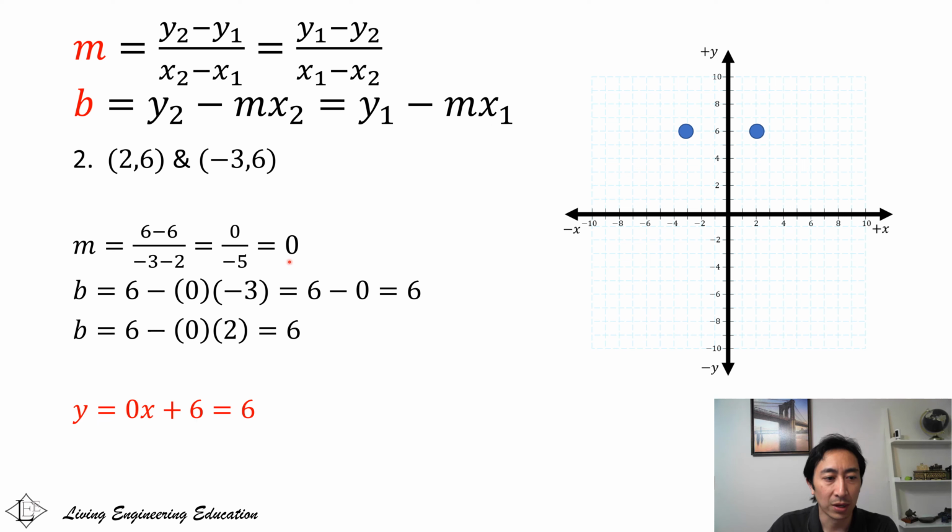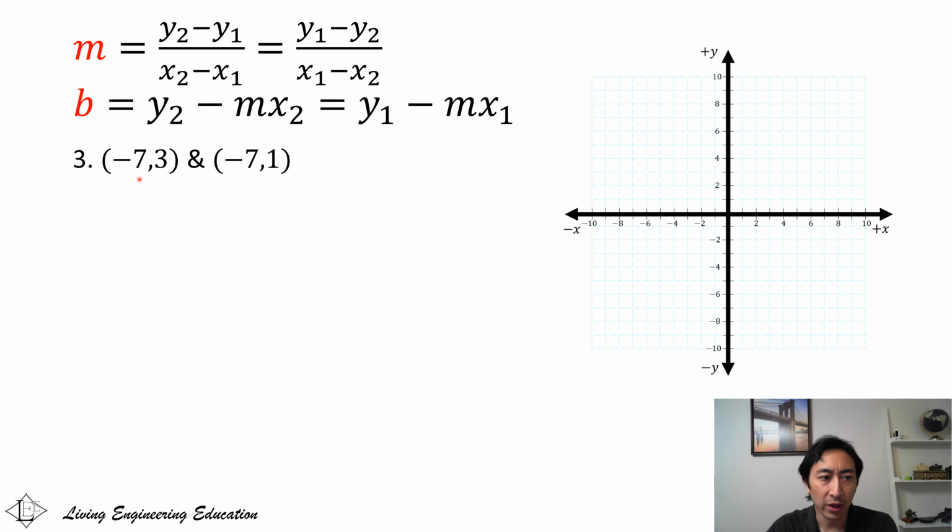Then I can plug in my slope and my y-intercept into my linear equation. y equals the slope 0 times x plus the y-intercept 6, and this equals 6. I draw my graph. There's my horizontal line, and remember we extend the line all the way across.